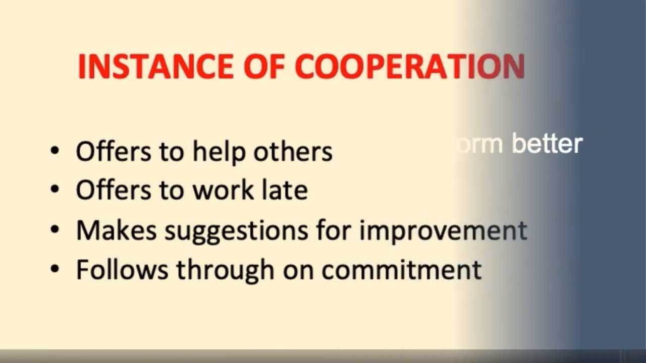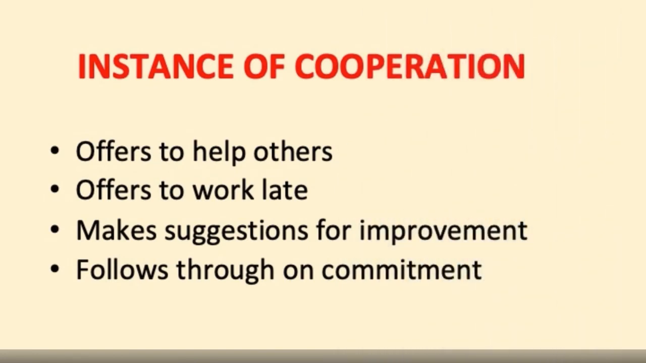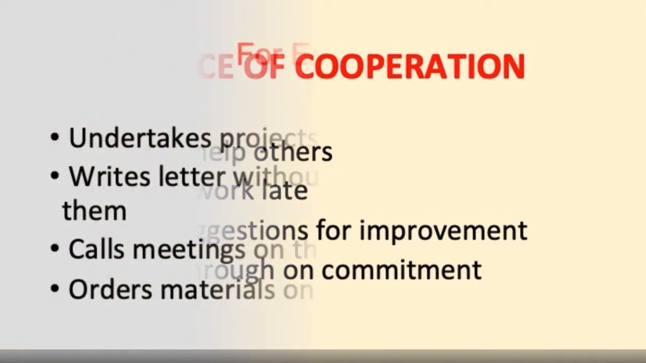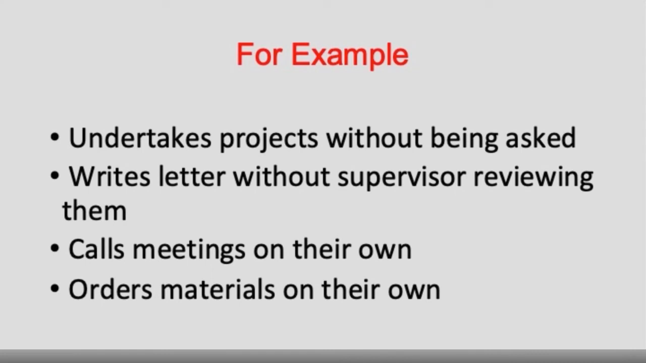Think about it. What if, in the instance of cooperation, we list the observable performances normally done by the people labeled cooperative and ask whether or not the person does these things: offers help to others, offers to work late, makes suggestions for improvement, follows through on commitment. Let's look at another example. Initiative. Criteria might include: undertakes projects without being asked, writes letters without supervisor reviewing them, calls meetings on their own, orders materials on their own.